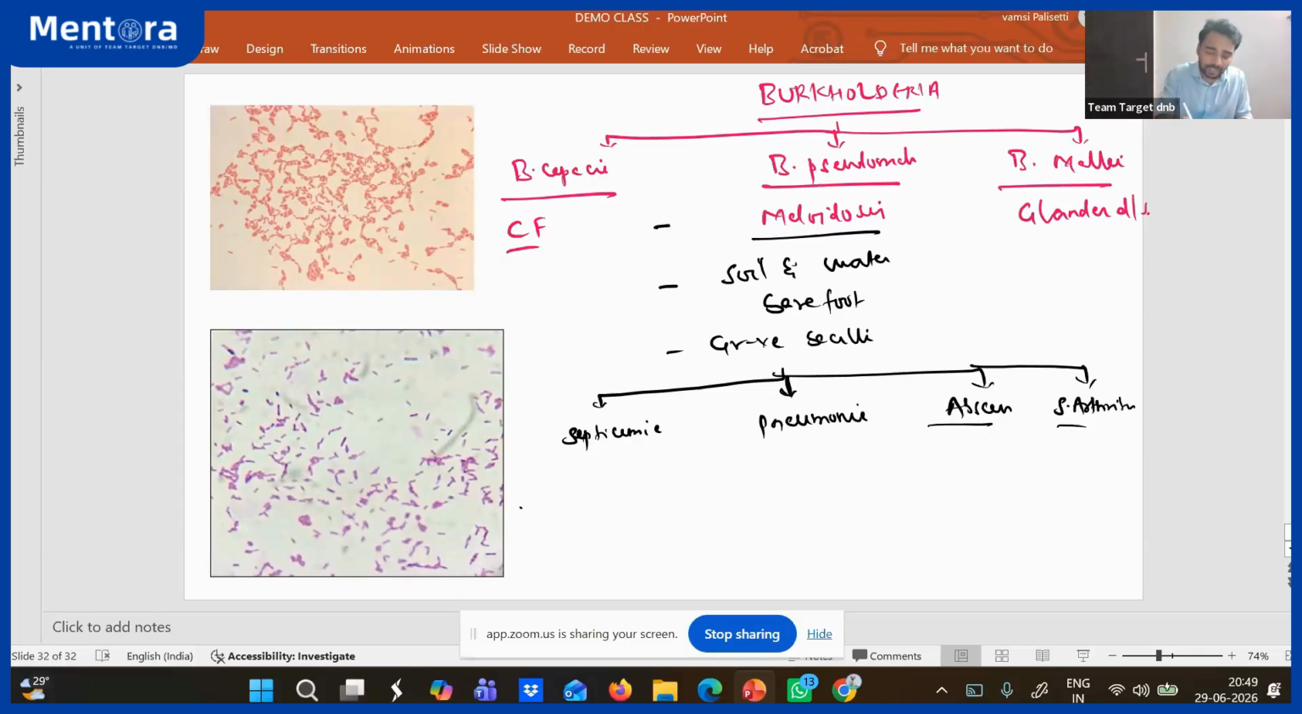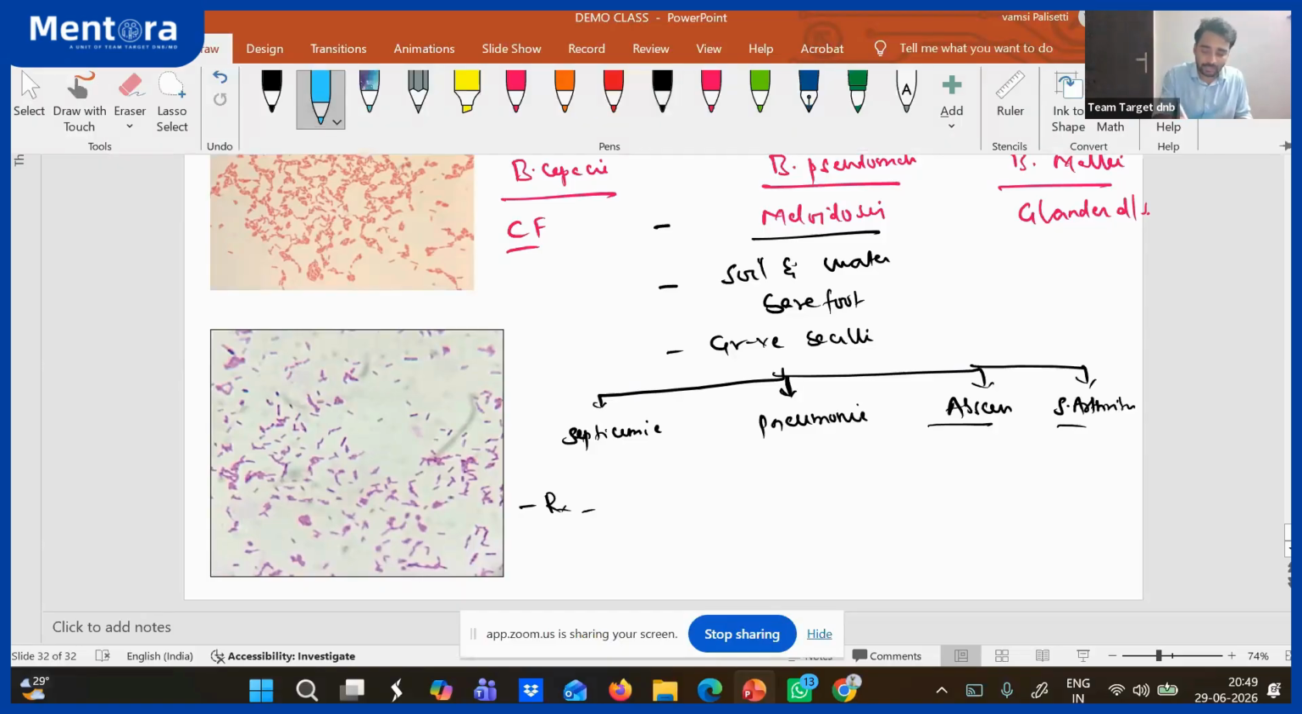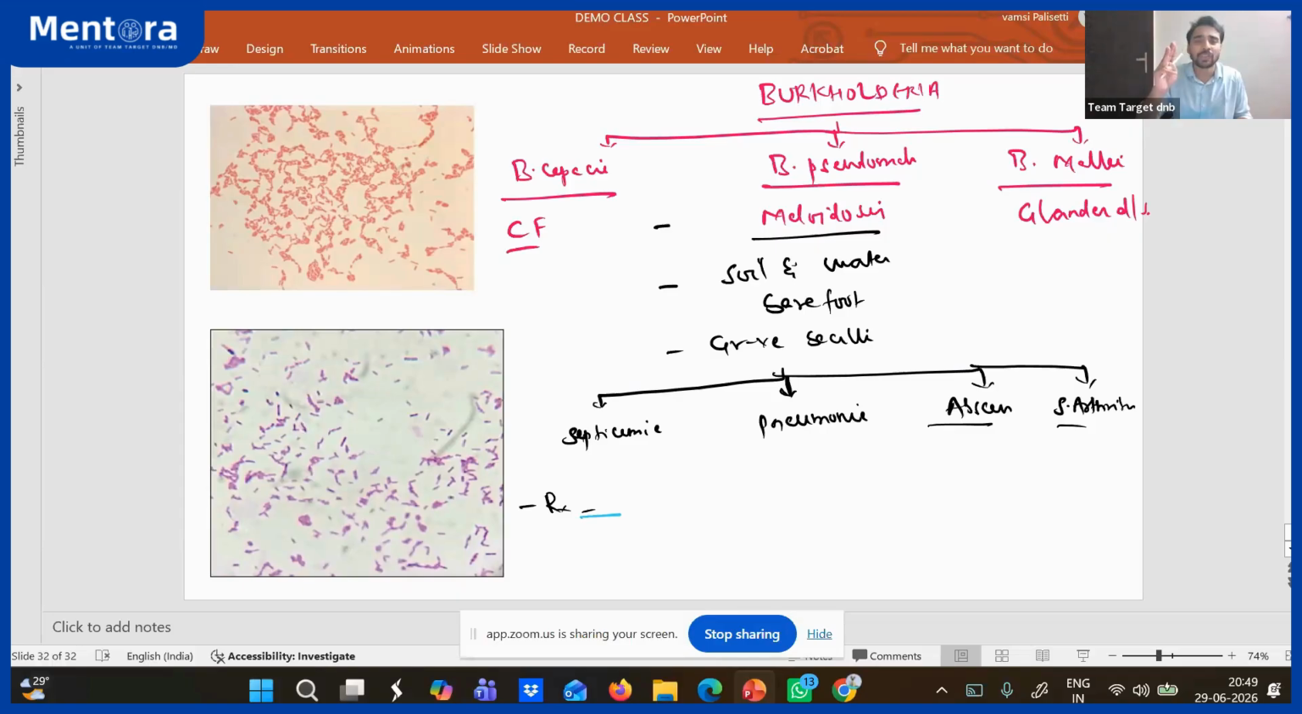Okay, so what is the treatment here? This treatment includes 2 things, very important here. Only 3 drugs are used for Burkholderia: meropenem, ceftazidime, and cotrimoxazole. So treatment includes induction phase and maintenance phase.